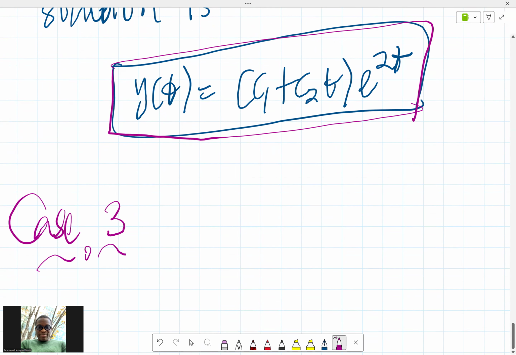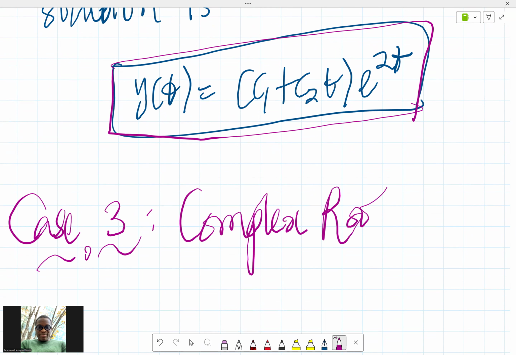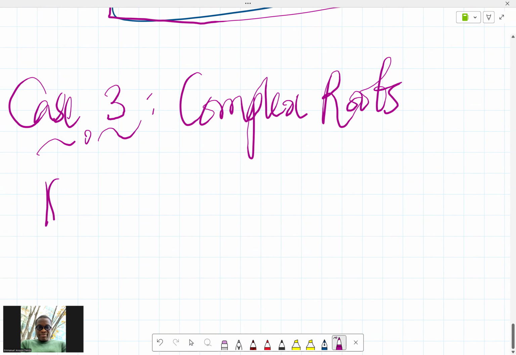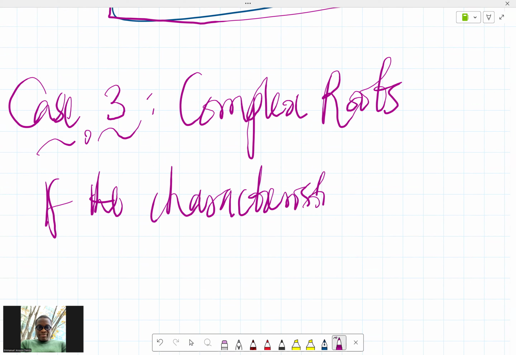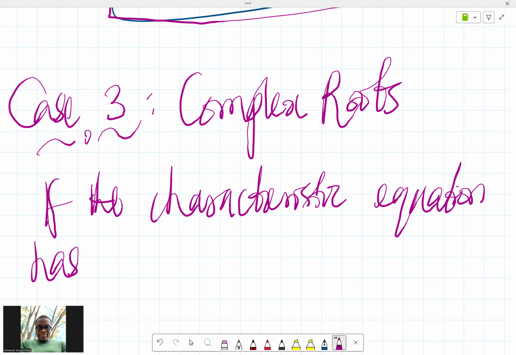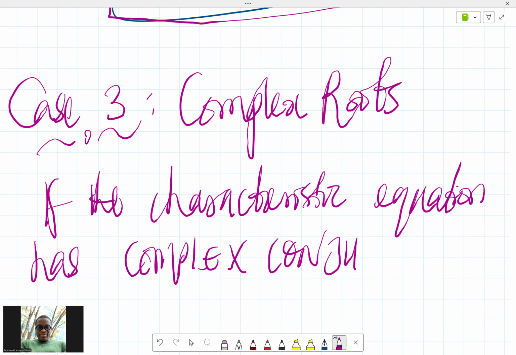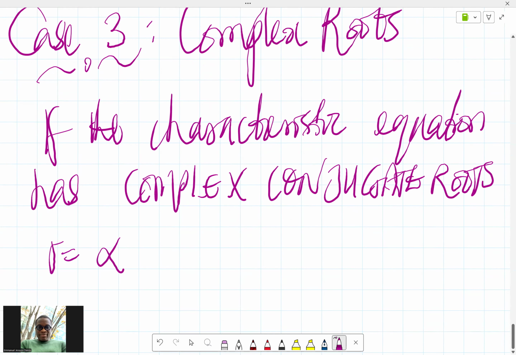Case 3, another possibility when we solve a quadratic equation is we can get complex roots. So if the characteristic equation has complex conjugate roots, and that's something like r equals alpha plus or minus i beta. All right. So this i makes it complex.